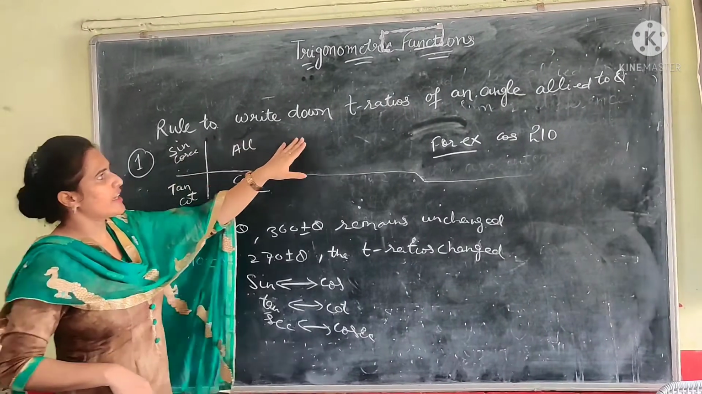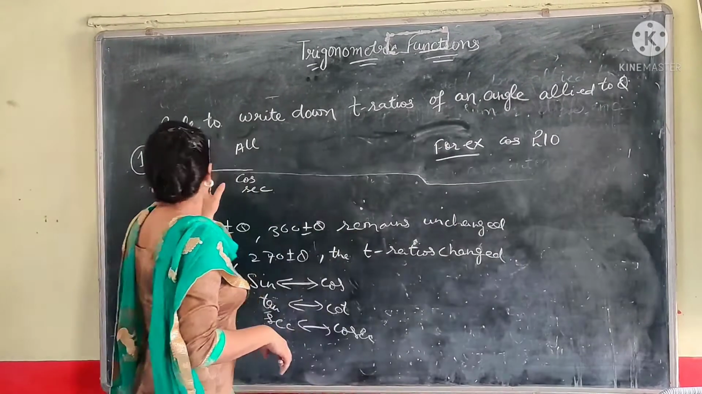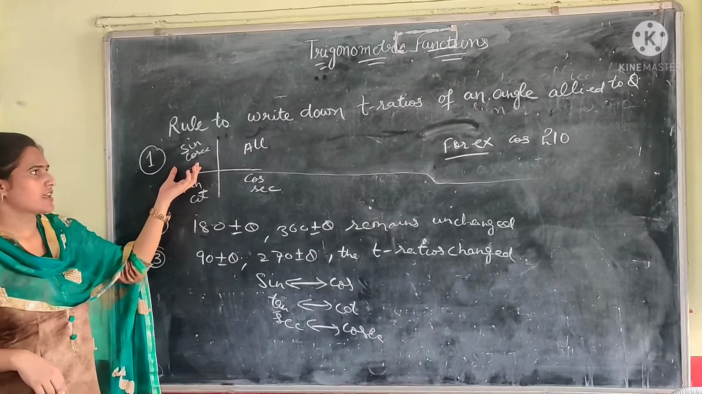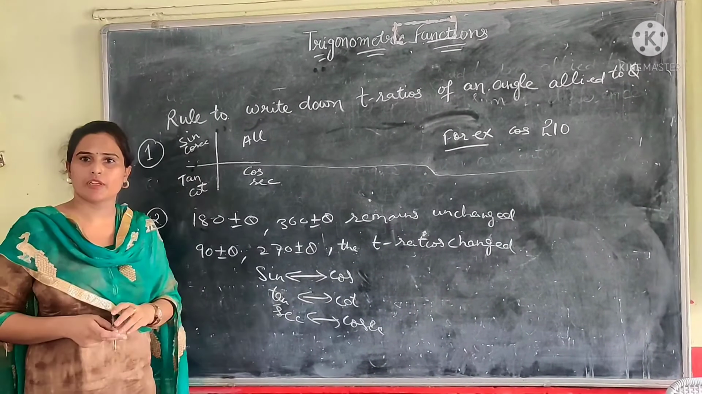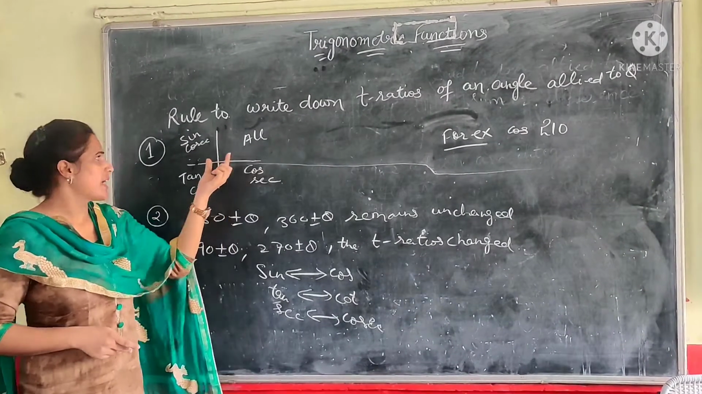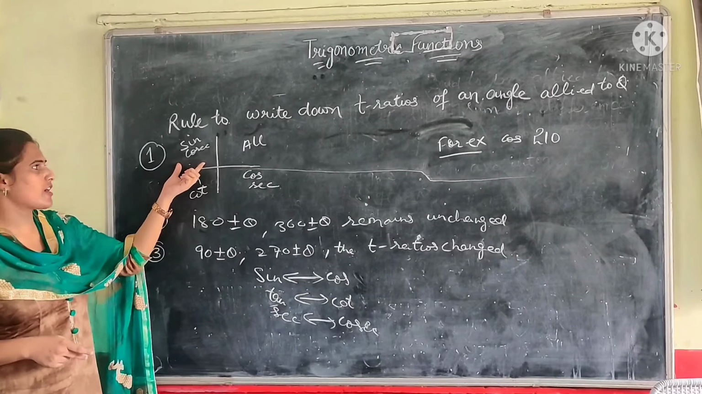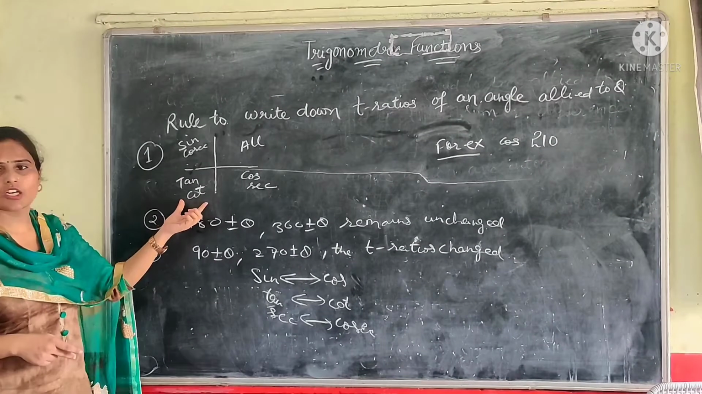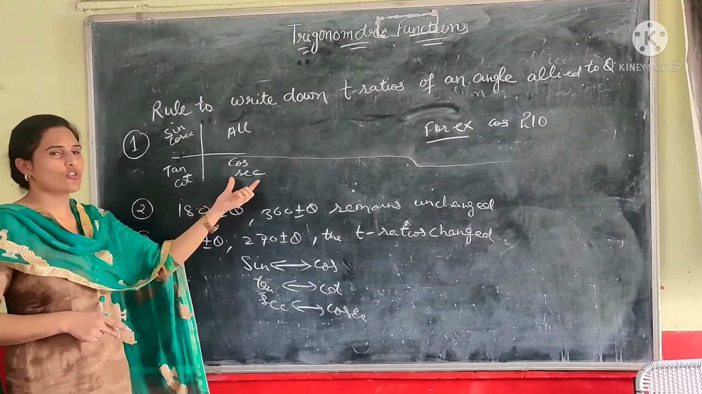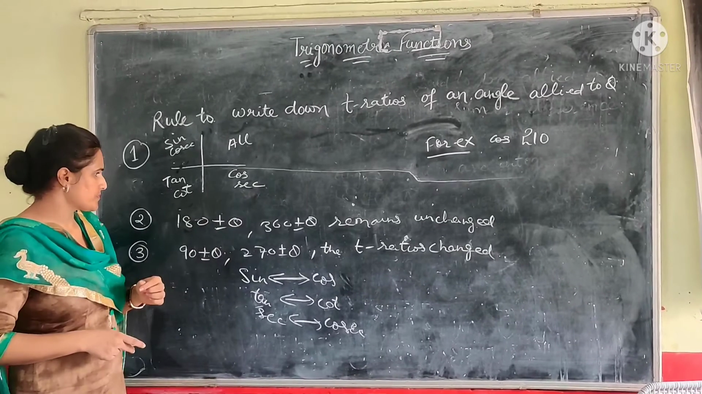Rule 2: write down T ratios of an angle allied to theta. First of all, signs in various quadrants. This is already discussed in our previous videos. In the first quadrant, all T ratios are positive, and in the second quadrant, sine and cosecant are positive and all others negative. In the third quadrant, tan and cot are positive, others negative, and in the fourth quadrant, cos and secant are positive, others negative.